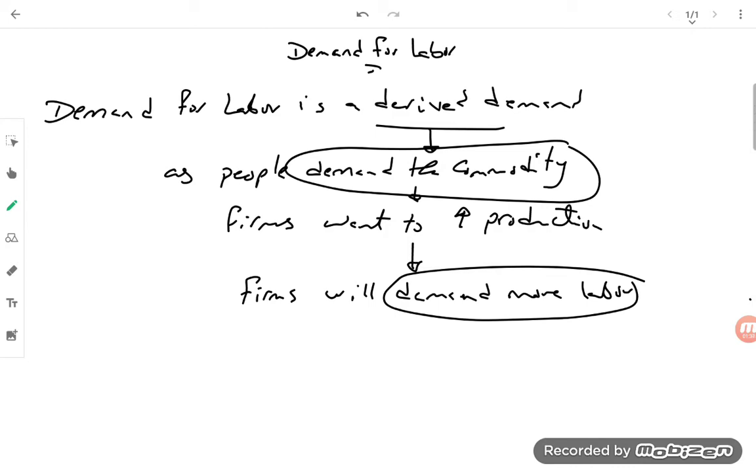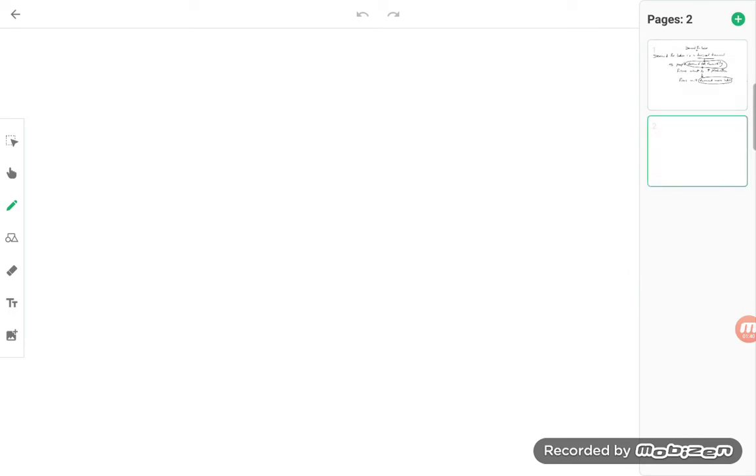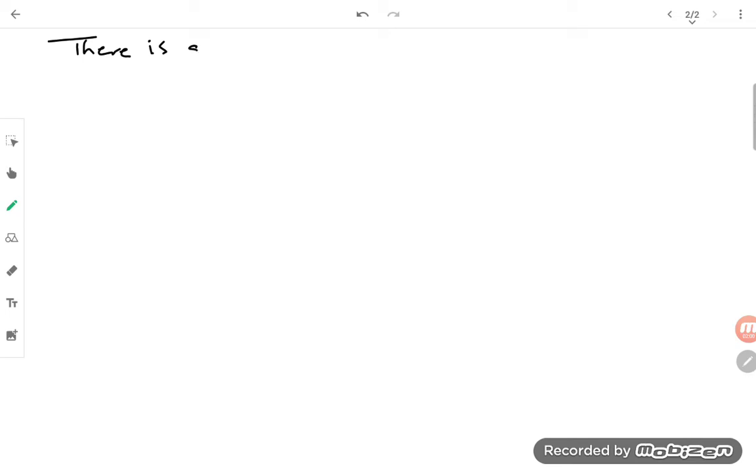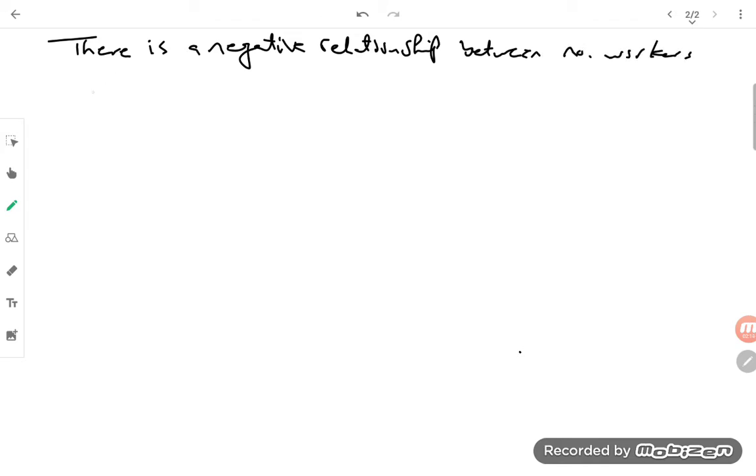As we said in last lecture, there is a negative relationship between the quantity demanded of labor and the wage rate. Just like the law of demand for a product, there is a negative relationship between the price of the commodity and the quantity demanded of this commodity. The same with respect to demand for labor. There is a negative relationship between the number of workers demanded and the wage rate.